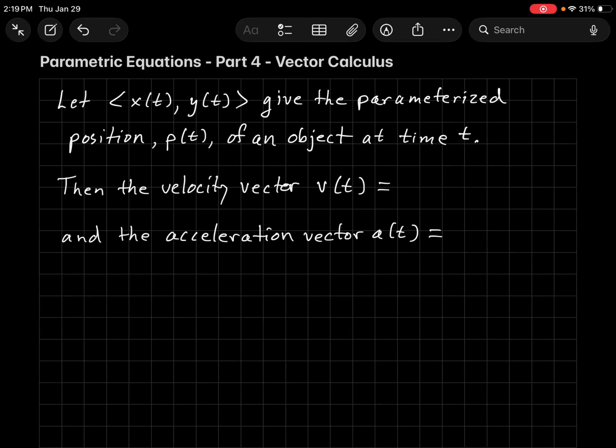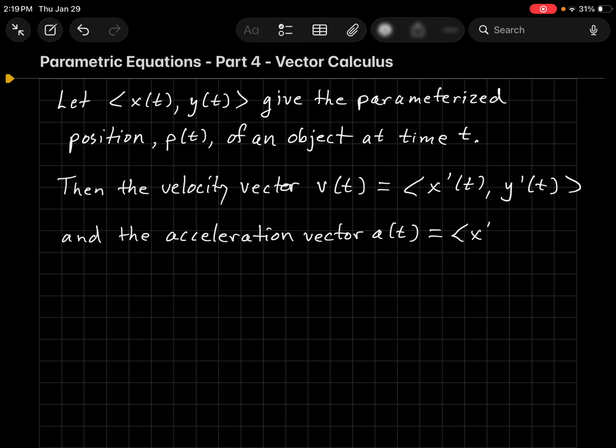Then the velocity vector v of t is simply the vector x prime, comma y prime. Just take the derivative of each part separately. And the acceleration vector a of t is x double prime, comma y double prime. Do two quick examples here.